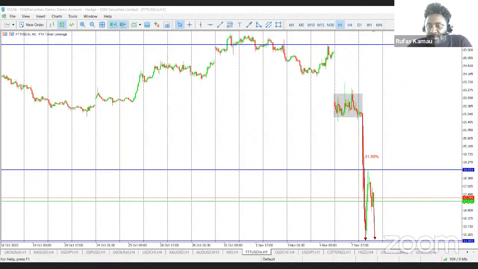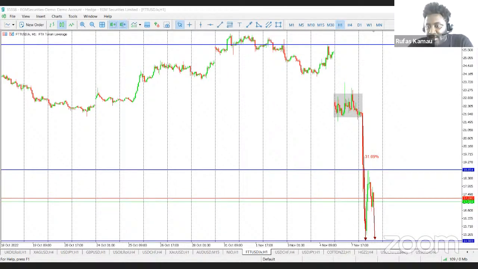So will FTX collapse? This is highly unlikely. If the FTT collapses, it doesn't mean that FTX collapses. Those are two different things. FTX is the exchange. FTT is the native token. So if the native token was to go down, FTX still has a lot of fans, a lot of clients, and a lot of financial base. So chances of completely collapsing are highly unlikely.